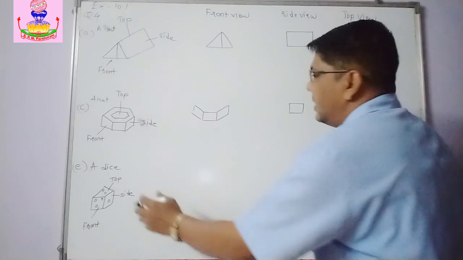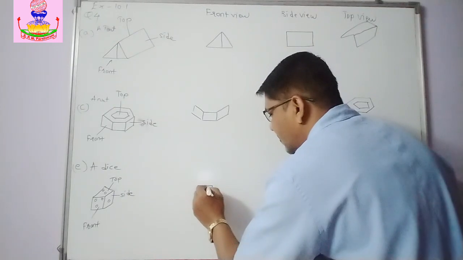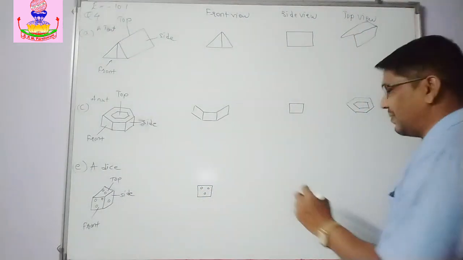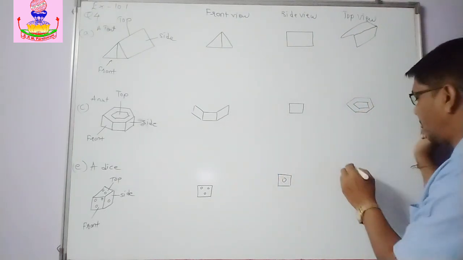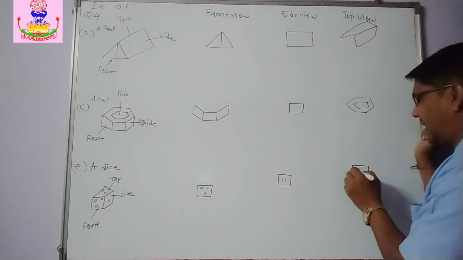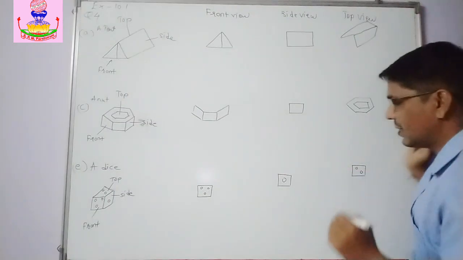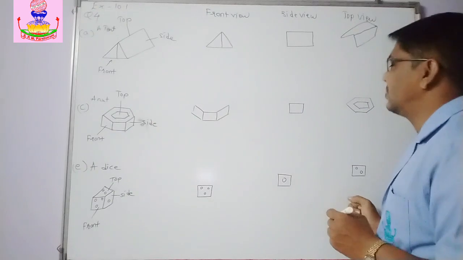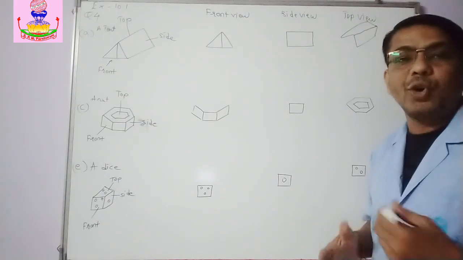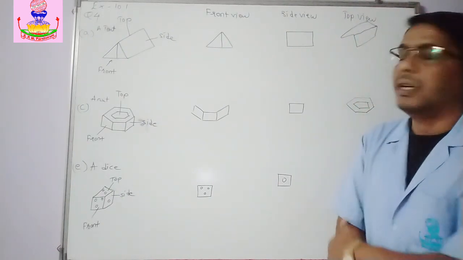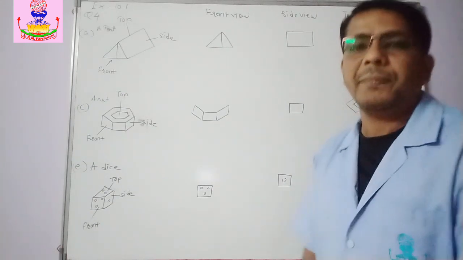Now for dice, front view. Side view. So front view, side view, top view. So same way, try to solve the remaining 3 as homework. Same is the case with question 3. The examples I have not solved, you will solve them as homework.